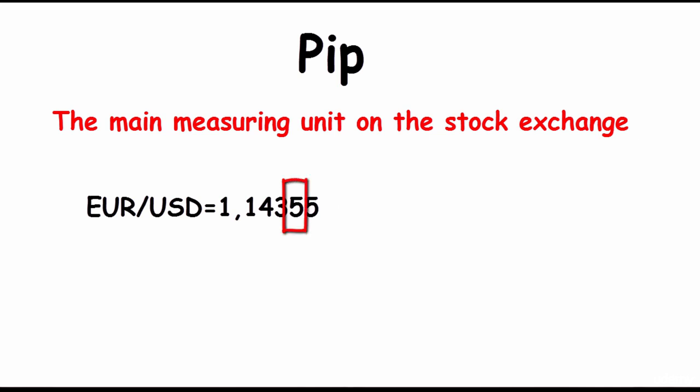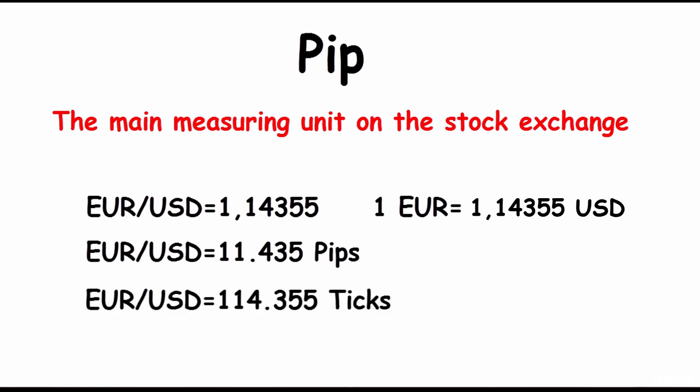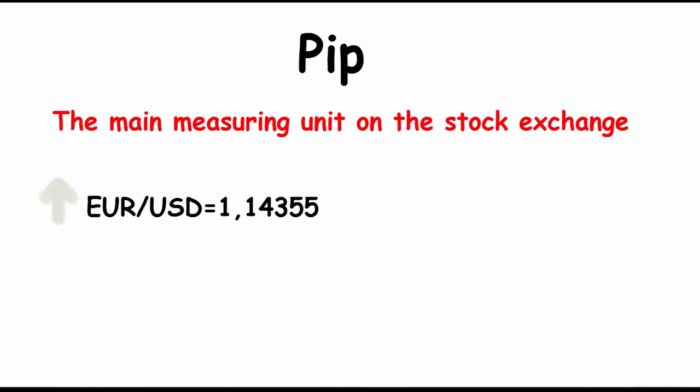If the currency pair Euro-US dollar is worth 1.14355, that means that 1 euro is worth $1.14355. Or if measured in pips, the Euro-US dollar currency pair is worth 11,435 pips, aka 114,355 ticks.